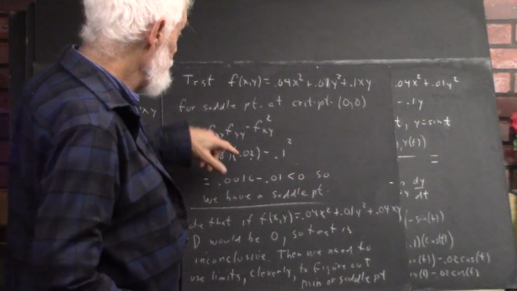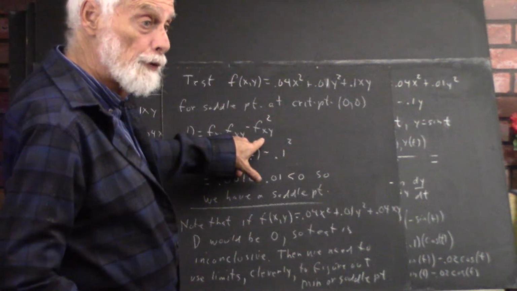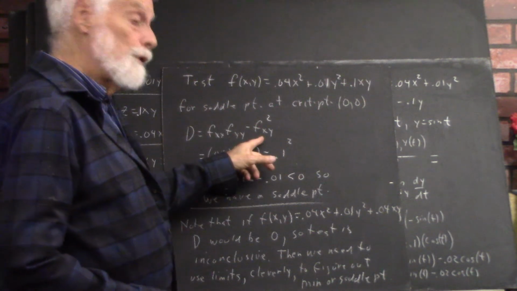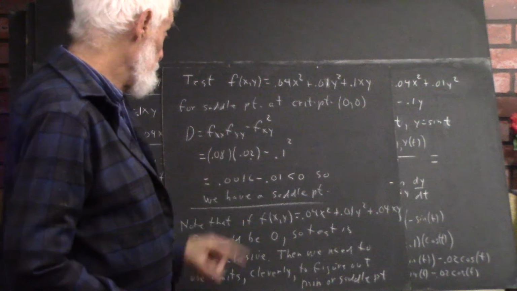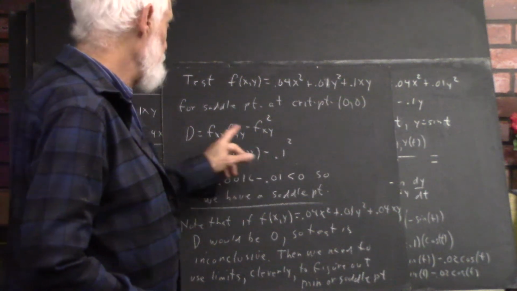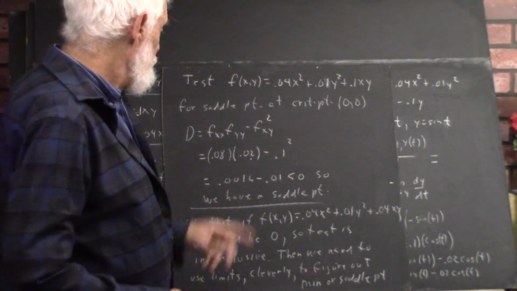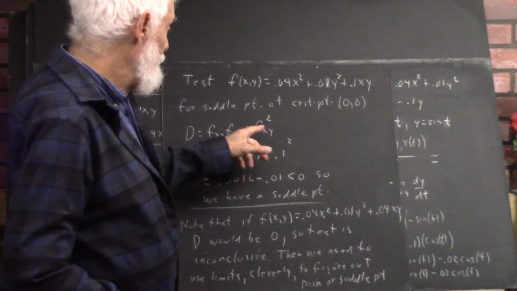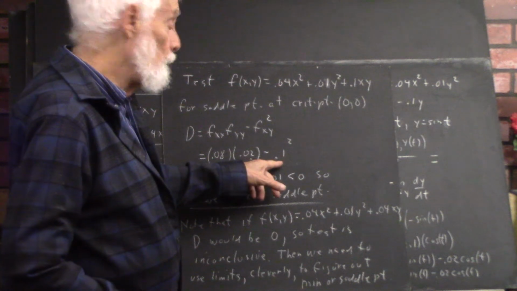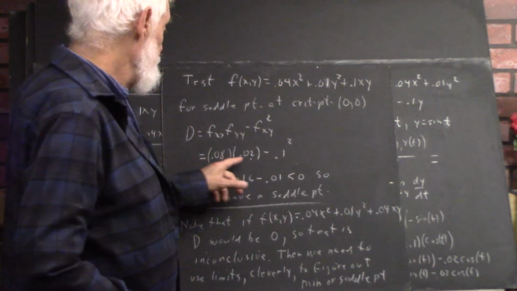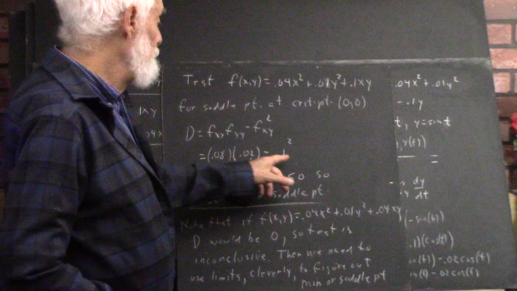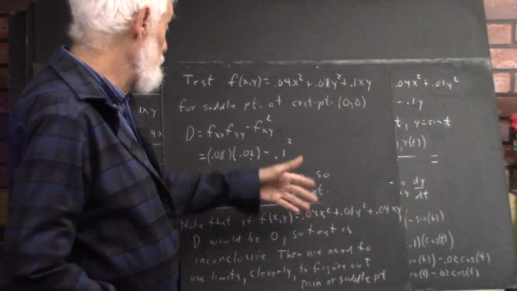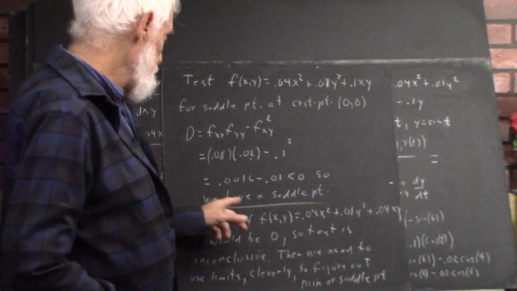So you've got two second derivatives multiplied together here, and fxy with itself here. So you don't want to forget that, because you don't want to write this down as just fxy. You need two factors here, just like you have two factors here. Okay, well, in any case, fxx and fyy are 0.08 and 0.02. fxy is 0.1. We do this, we get 0.0016. We square 0.1, we get 0.01, and that's less than 0. That's negative 0.0084. So we have a saddle point.